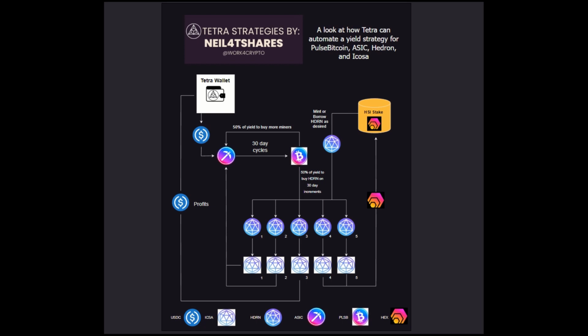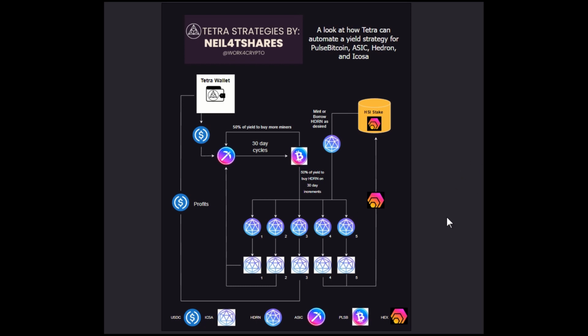And on the 4th and 5th months, I can have Tetra automatically DCA in with Hex, purchase it, and then create an HSI stake at whatever level I wish to program it to, and for however long. And then with that HSI, Tetra then can also either mint or borrow the Hedron from it and redeploy it wherever I would like in my Hedron staking pools.